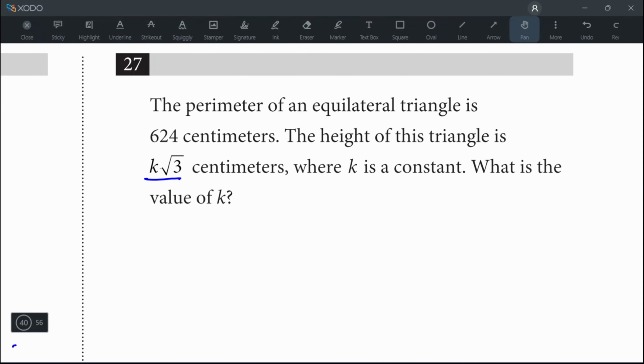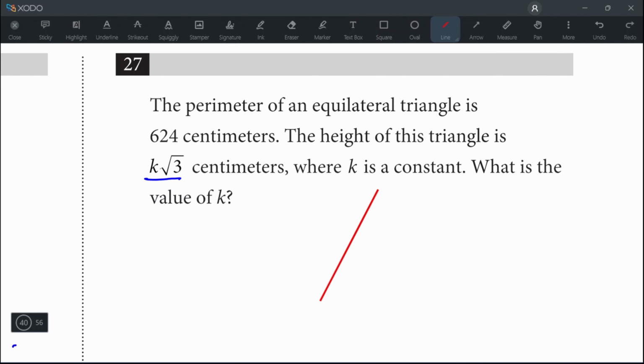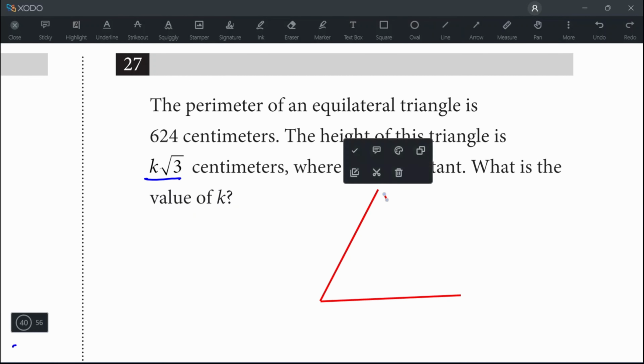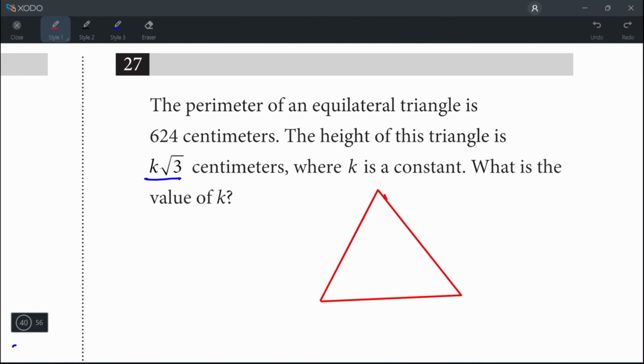you should know what an equilateral triangle is. An equilateral triangle is a triangle that has 3 sides that are equal as well as 3 angles that are equal. So let's draw an equilateral triangle. I tried my best to make it look like an equilateral triangle. So here, all 3 angles are equal. So this angle is equal to 60. This one is equal to 60 as well. And that one is equal to 60. And all of the 3 sides of this triangle are equal.